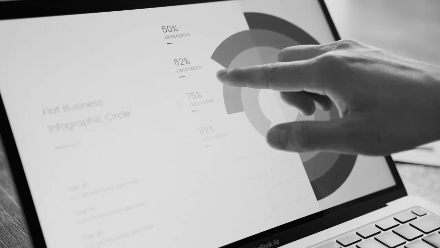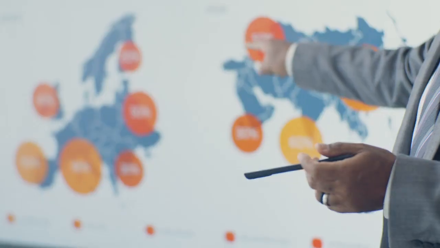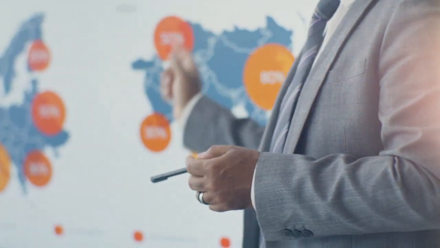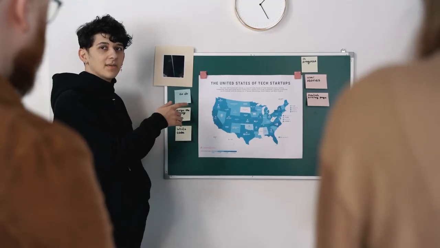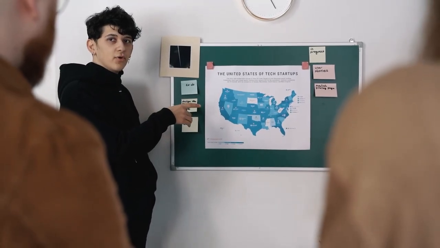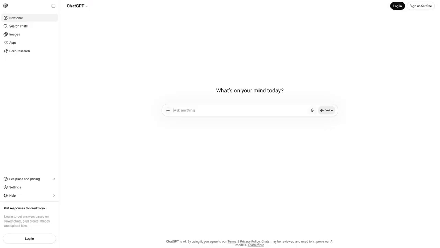For example, you can ask ChatGPT to create a pitch deck that includes a brief overview of your business, its mission and vision, and its goals and objectives. ChatGPT can also help you generate slides that include information about your target market, financial projections, and marketing strategy.